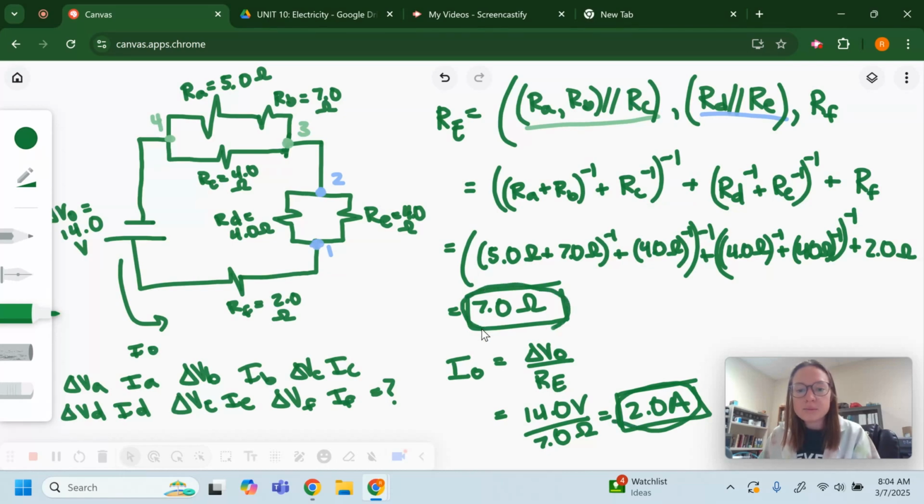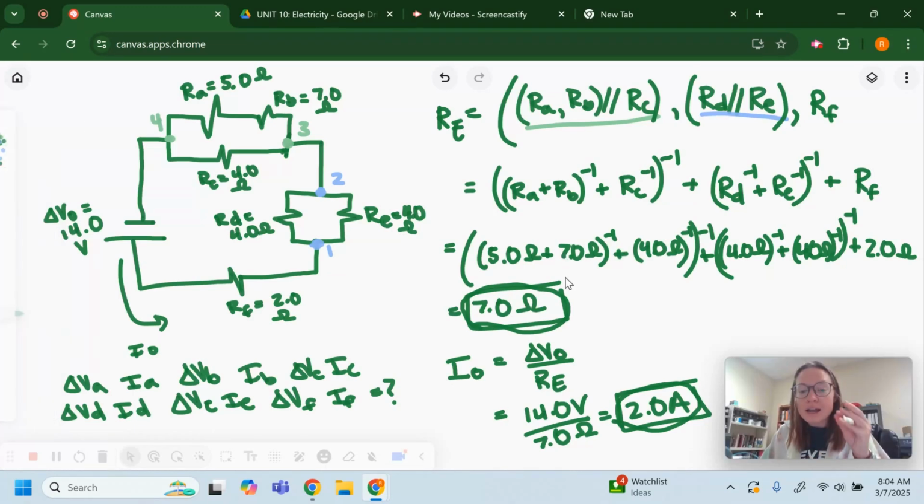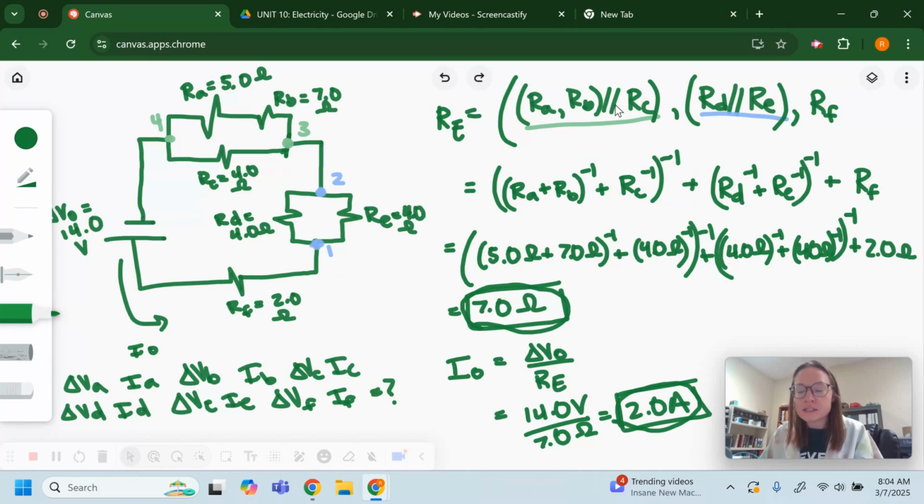In these problems, and this is one of the few problems in this class where I recommend this, I do allow plugging in numbers before you get to your final answer. You can plug in to find your equivalent resistance. You can plug in to find I naught. You cannot plug in up here to find the resistance of this branch or this branch. Once you have a final algebraic expression for RE, you can plug in a number. Once you have a final expression for I naught, you can plug in a number.